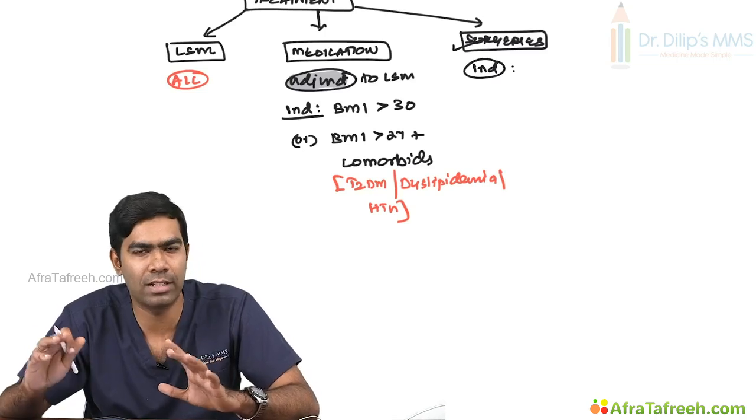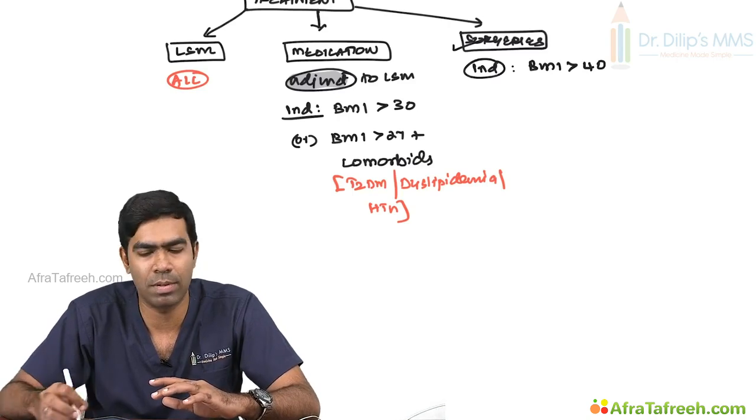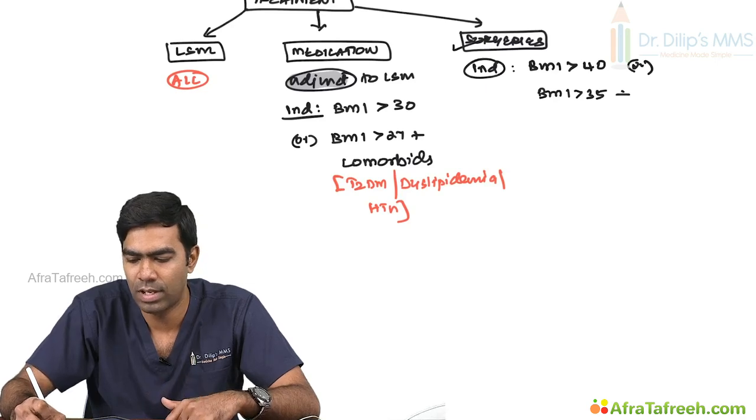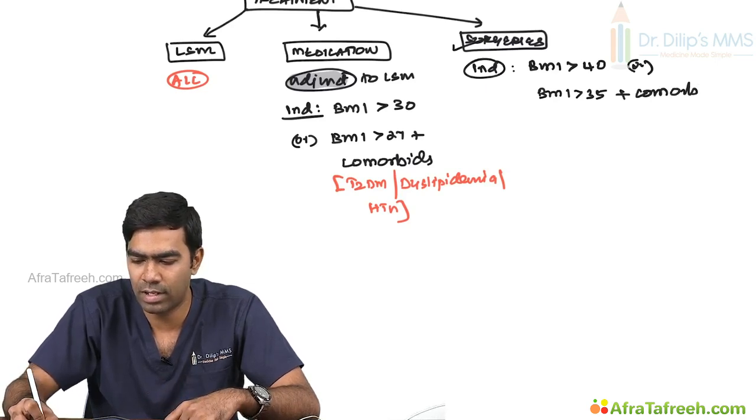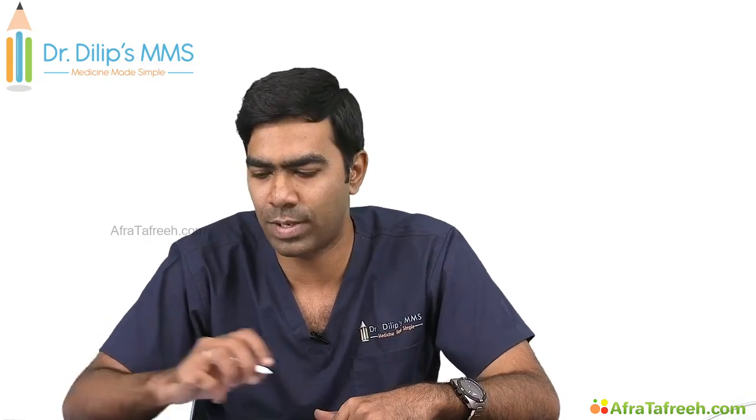But let us see the indications of these bariatric surgeries. First indication is a morbidly obese individual, BMI more than 40, or class 2 obesity, which is defined as BMI more than or equal to 35, plus significant obesity-related comorbidities like diabetes, hypertension, or dyslipidemia. These are the indications for bariatric surgeries.